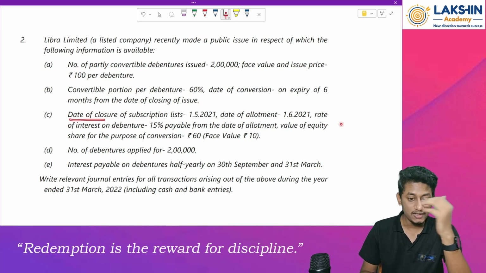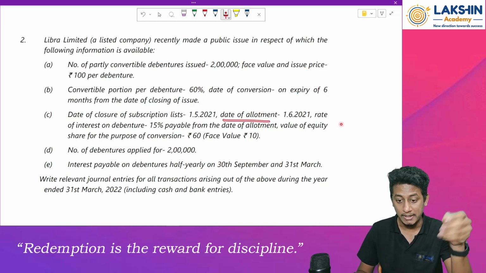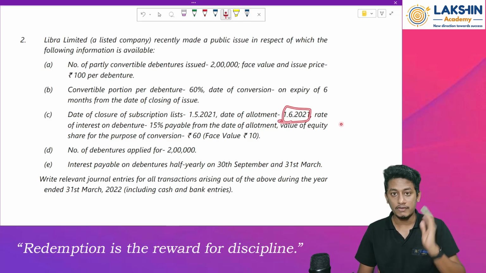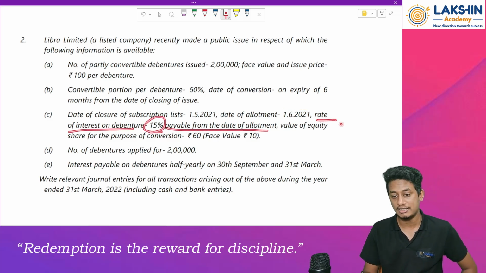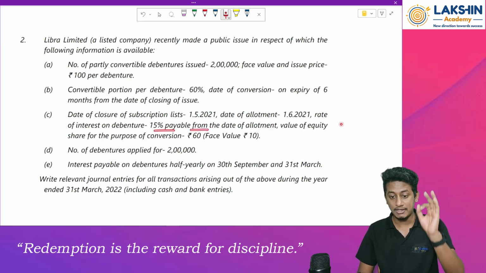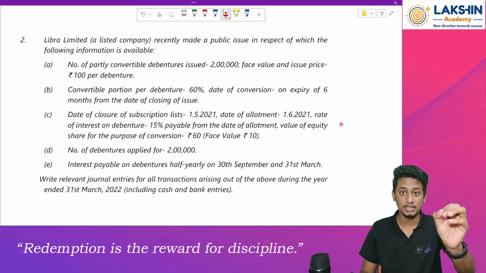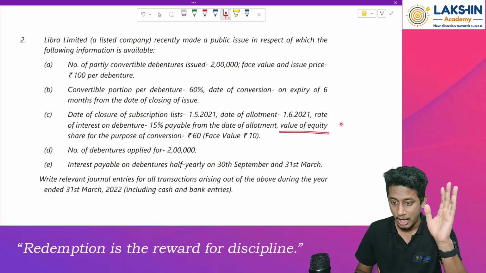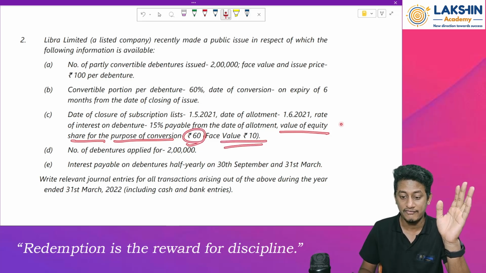Then the date of conversion will be on the expiry of 6 months from the date of closure of issue. Okay. So date of closure of subscription list is what? 1/5/2021. Then date of allotment of these debentures is on 1/6/2021. Then the rate of interest on the debenture is 15% payable from the date of allotment. So from this date onwards you can pay off the interest on debentures. The value of equity shares for the purpose of conversion is 60 rupees with a face value of rupees 10.